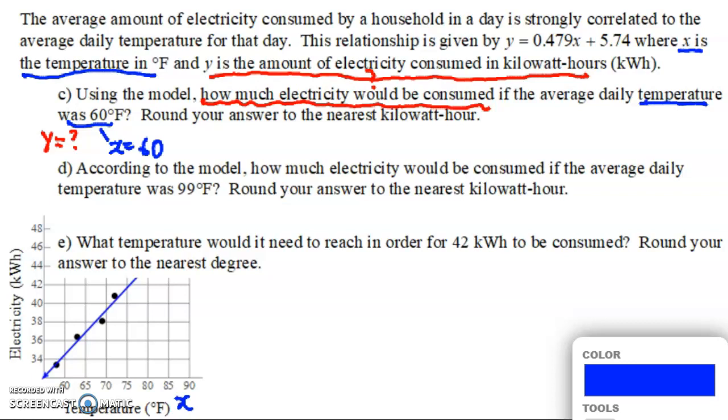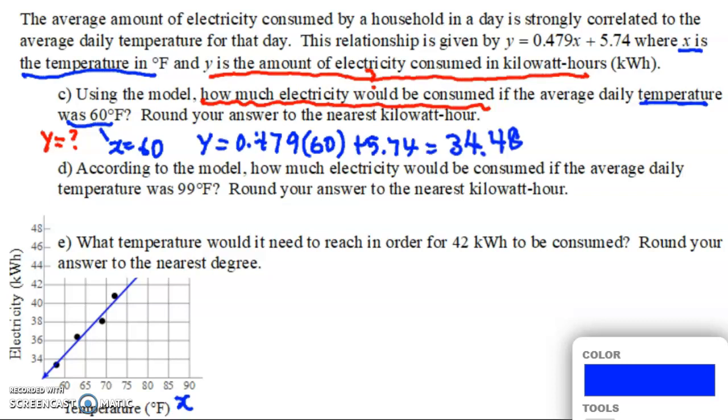So the equation becomes y is equal to 0.479 multiplied by x, which is 60, plus 5.74. And when we use the calculator, I get 34.48. This is already to the nearest, the answer to the nearest kilowatt hour.